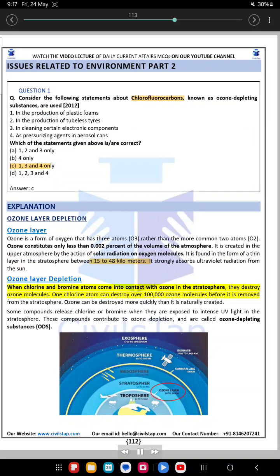Ozone layer depletion. When chlorine and bromine atoms come into contact with ozone in the stratosphere, they destroy ozone molecules. One chlorine atom can destroy over 100,000 ozone molecules before it is removed from the stratosphere. Ozone can be destroyed more quickly than it is naturally created. Some compounds release chlorine or bromine when they are exposed to intense UV light in the stratosphere. These compounds contribute to ozone depletion and are called ozone-depleting substances, ODS.